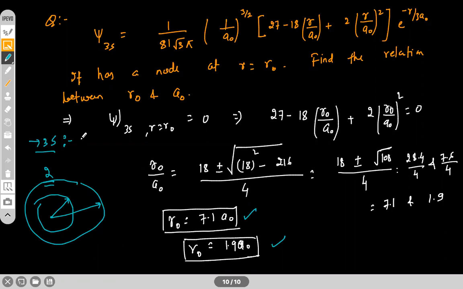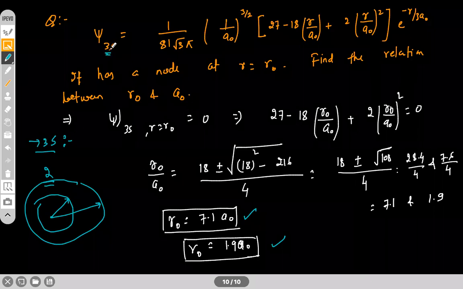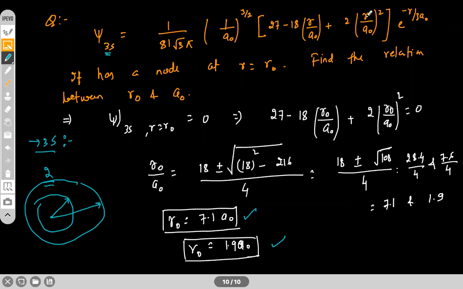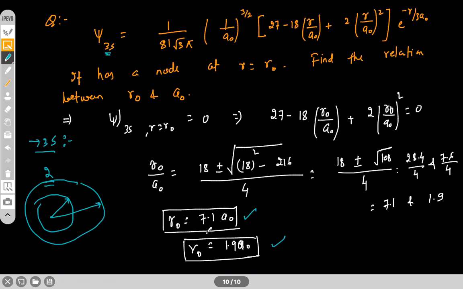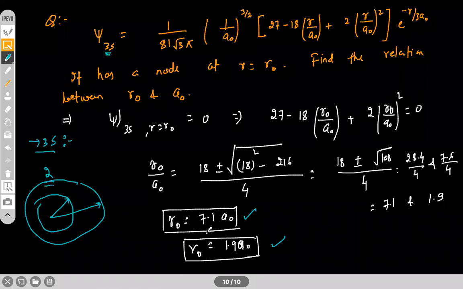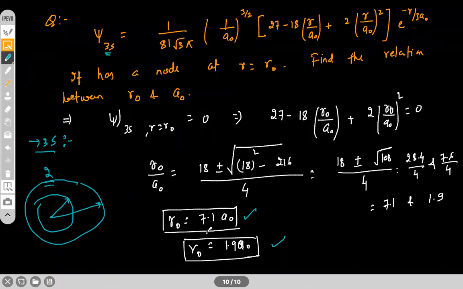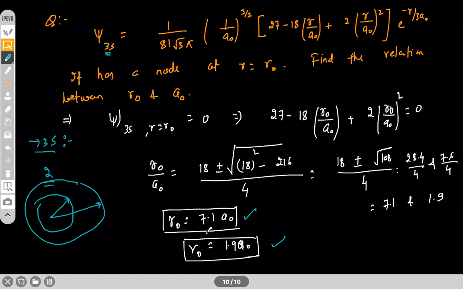Yes, that is technically not possible because it is for 3s. It is for 3s, right? Then we should have two nodes. Then the equation must be quadratic, correct? Hence, we must get two values here. Oh, perfect quadratic you are talking about. No, that won't be the case. You won't get it here. Right. So for those orbitals where the spherical nodes are 3, you will have a cubical equation here. Right. You will have a cubical equation.